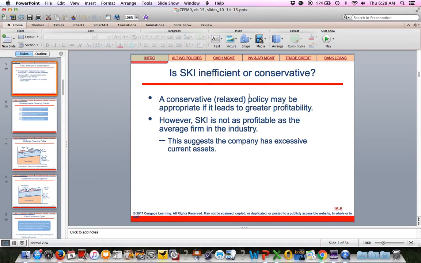So a conservative or relaxed policy may be appropriate if it leads to greater profitability. However, Ski is not as profitable as the average firm in the industry, and so that suggests that maybe they are holding excess current assets.